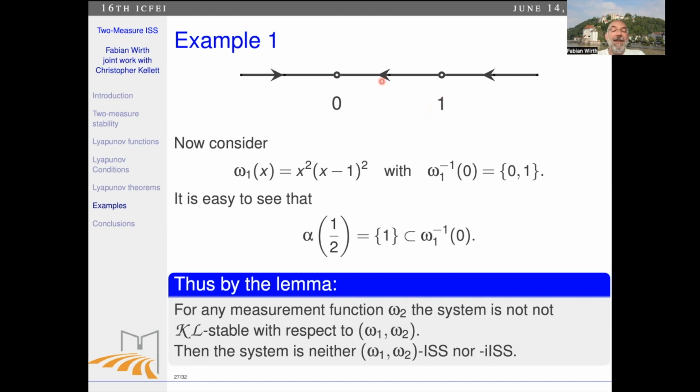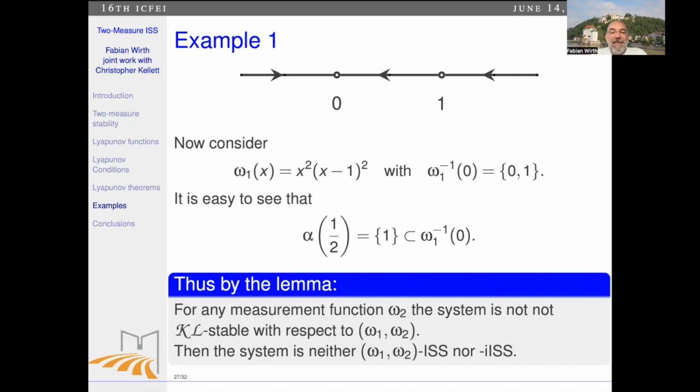And of course, if I start at 1/2, right, the trajectory converges in this way. That means backwards in time, I converge towards 1. So the alpha limit set of 1/2 is just the point 1. And that's contained in the zero level set of our measurement function omega-1. But that's precisely the condition of our lemma, right?